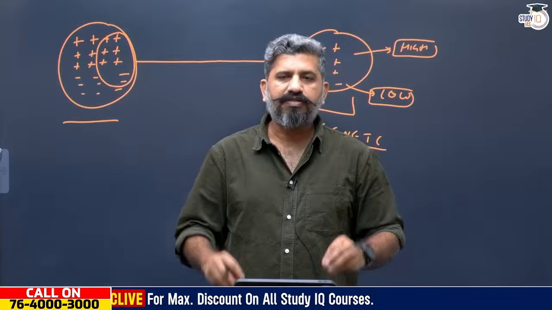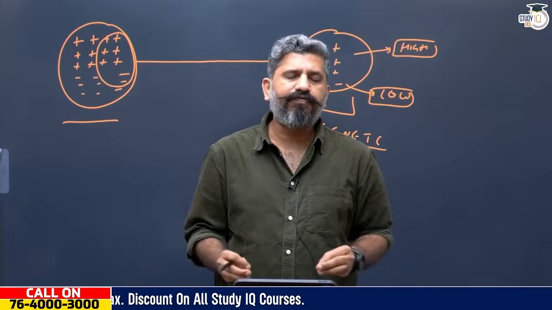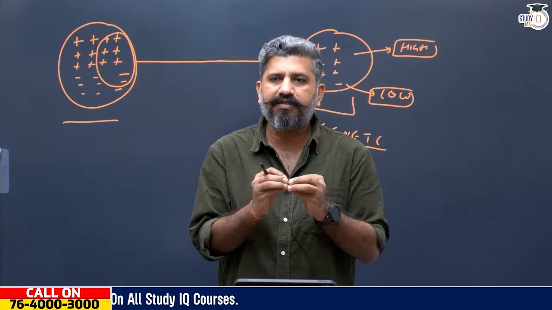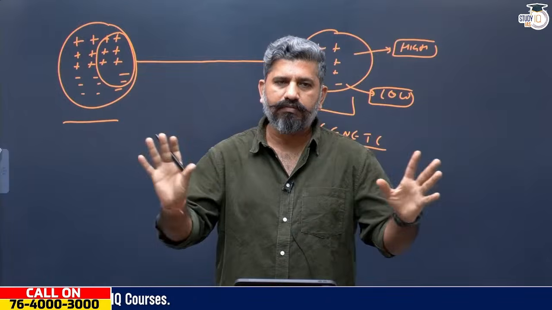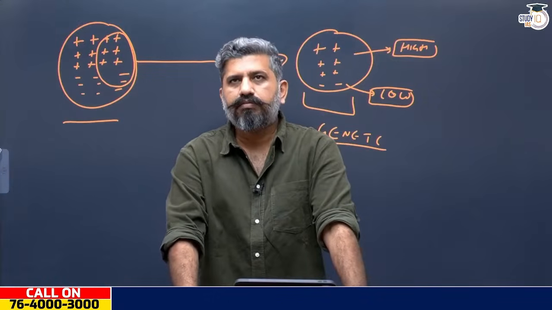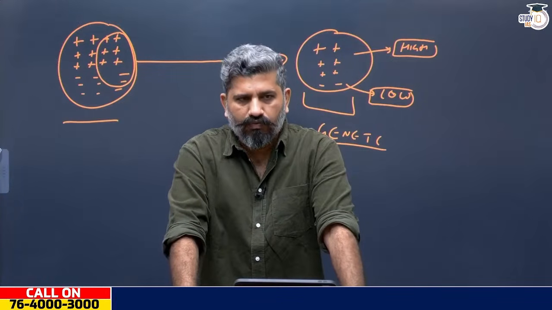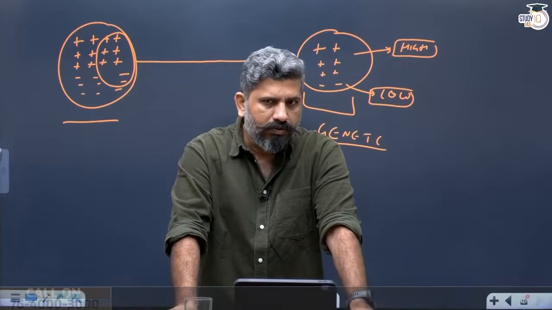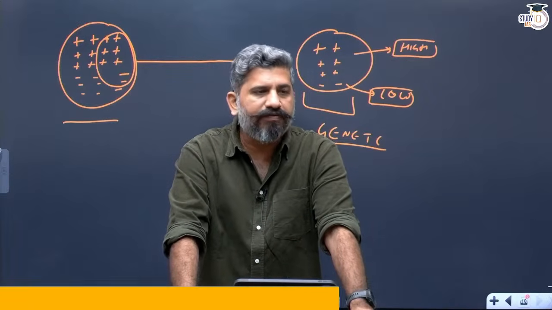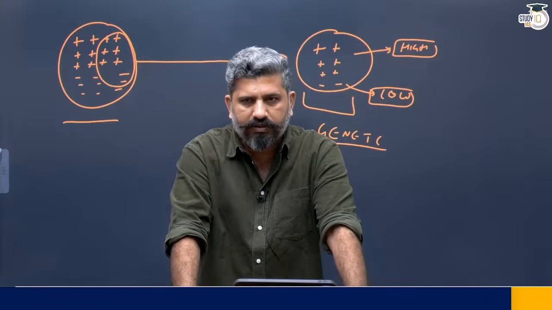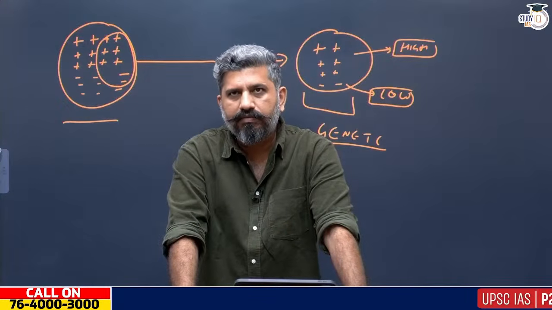Right? So simply, what does genetic drift do to the populations? It increases the genetic differences in the populations. Simple. What does genetic drift do? Genetic drift increases the differences between the populations. I hope it is making sense.